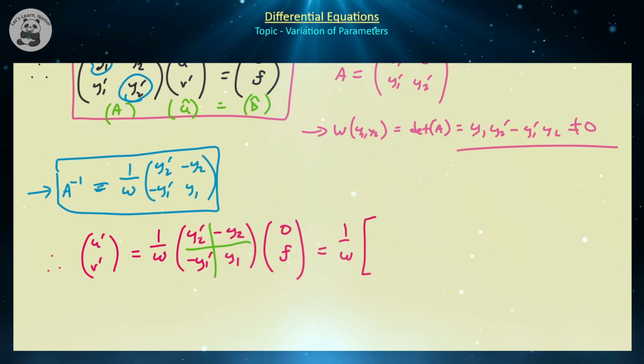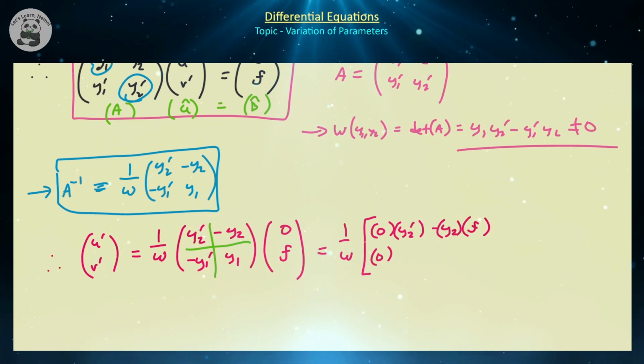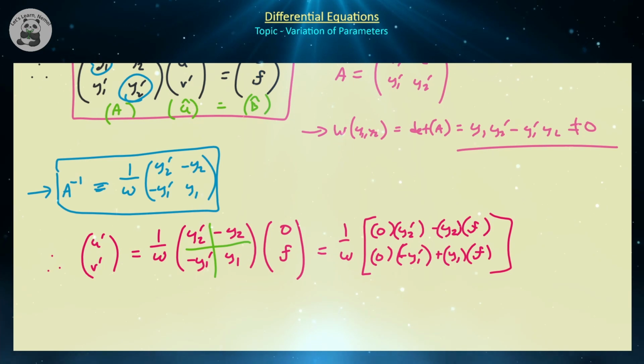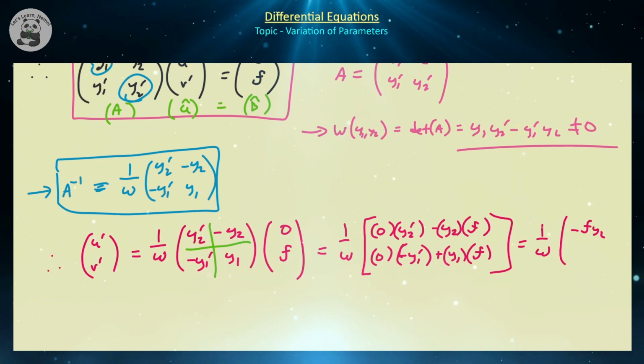Right? So when we multiply a 2 by 2 by a 2 by 1, we're also going to get a 2 by 1 vector, which is going to be equal to 0 times y2 prime minus y2 times f for the first element, and then 0 times minus y1 prime, and then plus y1 times f for our second element. And once we reduce, we're going to have 1 over the Wronskian times minus f y2 and f y1 as our first and second components of that vector.